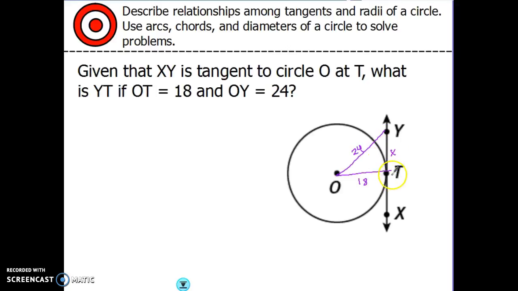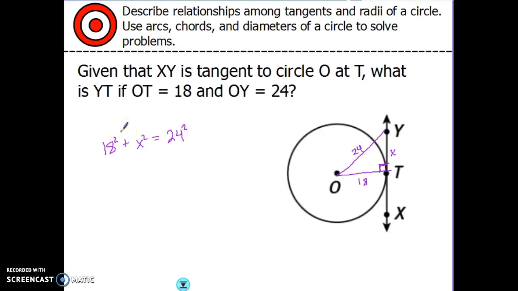Well, remember what I said? We know that this is a right angle now because they started off telling us that XY is tangent to circle O. Well, if we know that, now we can actually use the Pythagorean theorem to solve for that missing side. Because notice you've got your two legs here. That's my hypotenuse. So that's going to be 18 squared plus x squared equals 24 squared. We can just go ahead and solve that.